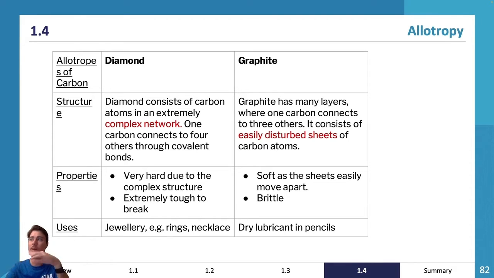It consists of evenly distributed sheets. Essentially, the soft sheets move apart as you hit them, and essentially they are brittle, so they break. Now, if you think about it, it's a really good way. Graphite is used in pencils, so you'll find those in pencils, whereas diamonds obviously are in jewelry.